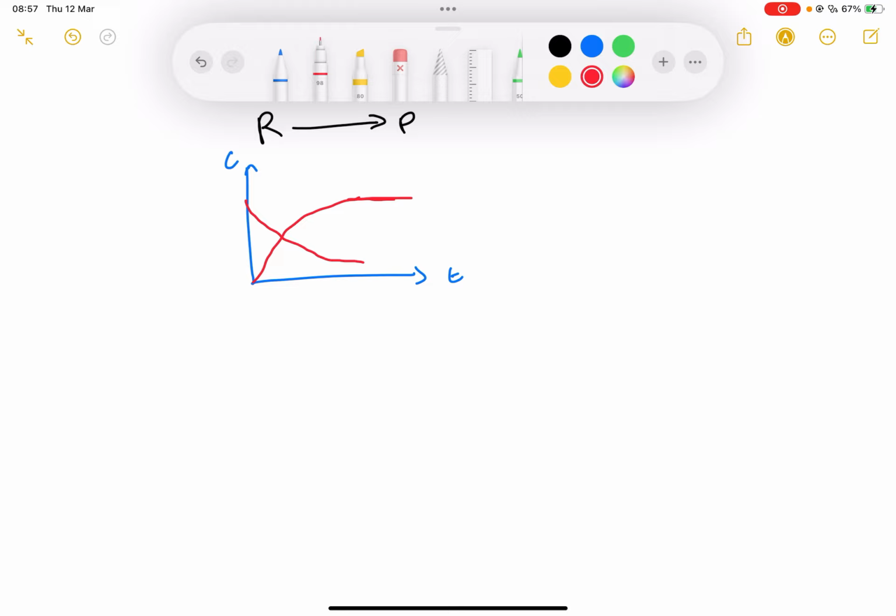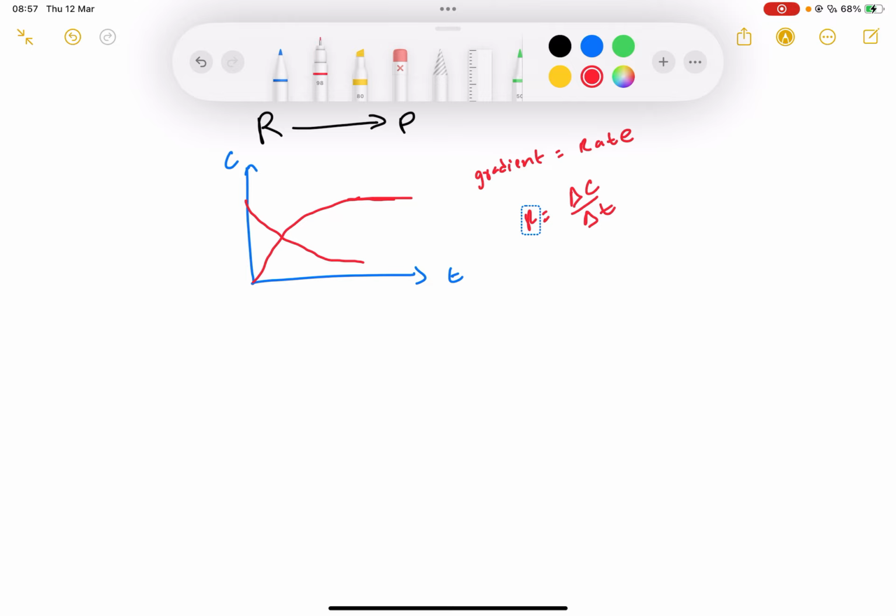Now when you take the gradient of this graph, the gradient is actually equal to the rate of the reaction. Rate of reaction is measured as change in concentration over change in time. So the gradient of this graph is going to give you the rate of the reaction. Always, rate is change in concentration with time. Always the concentration of the reactants will decrease with time, and the concentration of the products will increase with time. So that's the basics actually.